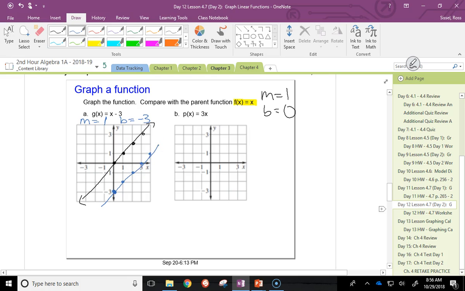So what are the two things that we're comparing? The y-intercept and the slope. So are the slopes the same? Yes. And what about the y-intercepts? Not the same. So g of x, they differ by negative 3. Does that make sense? Yes.